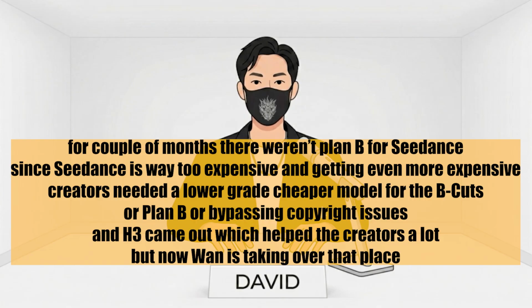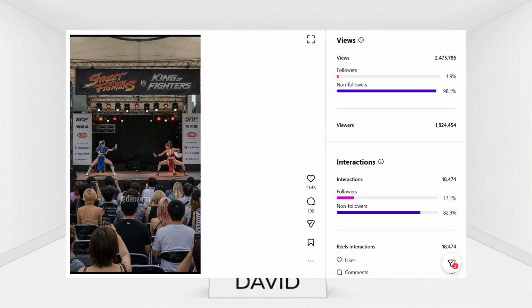So I feel kind of bad for H3 because it was quite a tool since there was no second option, Plan B for Seedance. And once H3 was released, I used it to generate videos that couldn't bypass Seedance restrictions, getting over 2 million views with this Chun-Li and Mai video. But unfortunately from now on, WAN 3.0 has been released and I am moving on to WAN 3.0 since it has way better action movements plus no weird motion blur like H3.